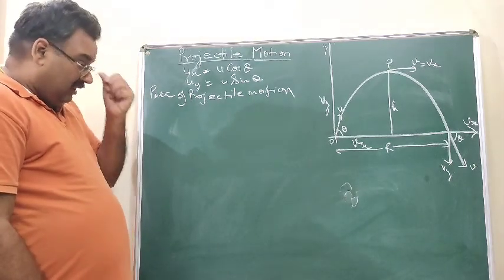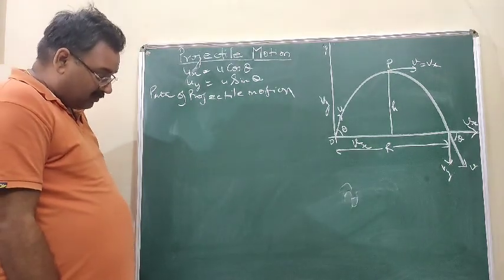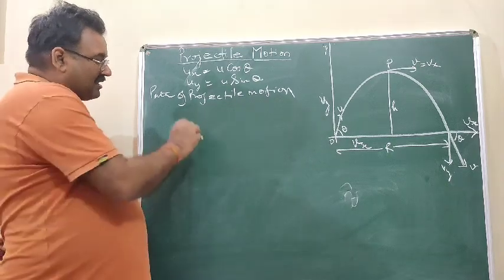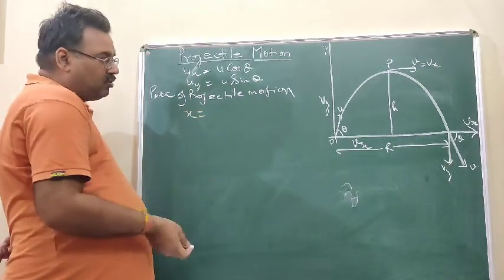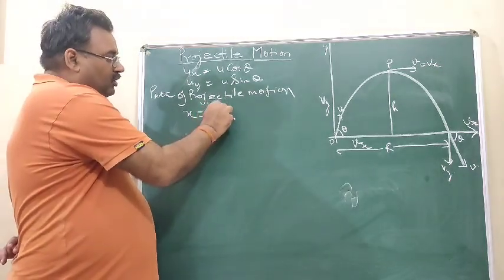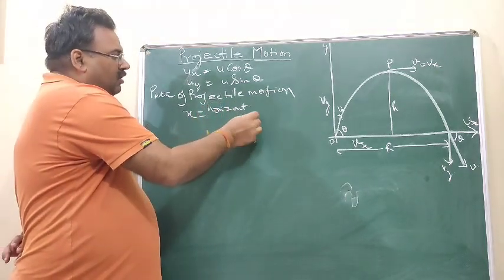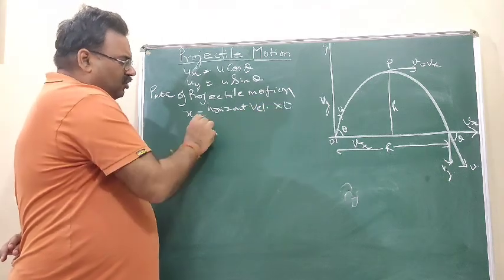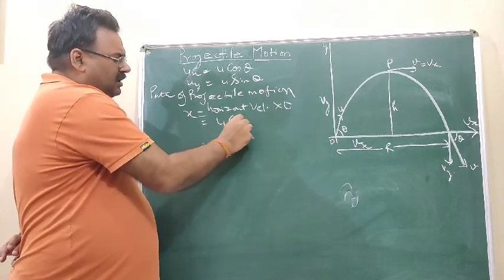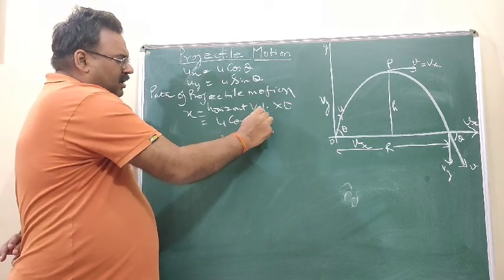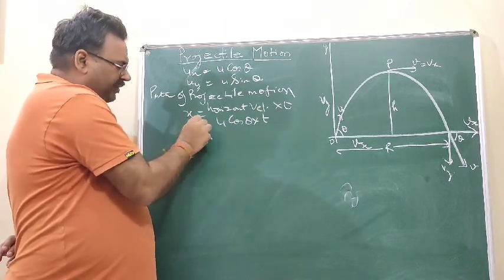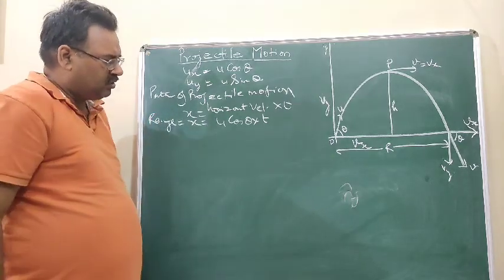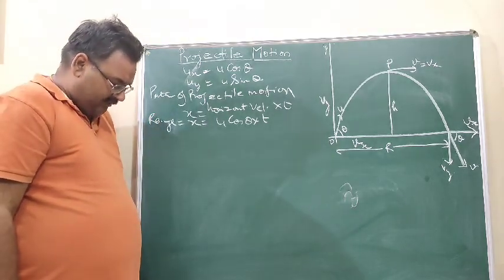So the horizontal distance covered by the body is given by x. x is equal to horizontal velocity into time. Horizontal velocity is u cos theta, so x equals u cos theta into t, and x is also equal to the range. So range is equal to x is equal to u cos theta into t.